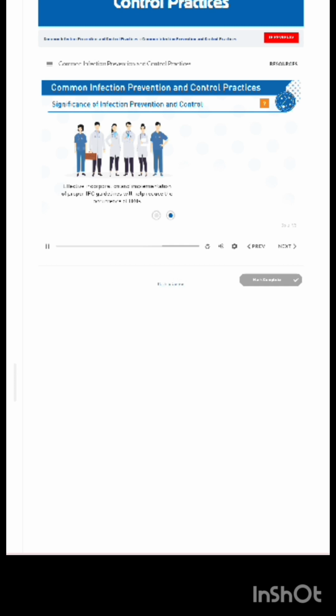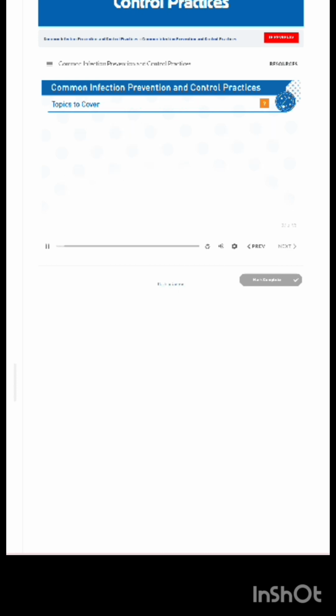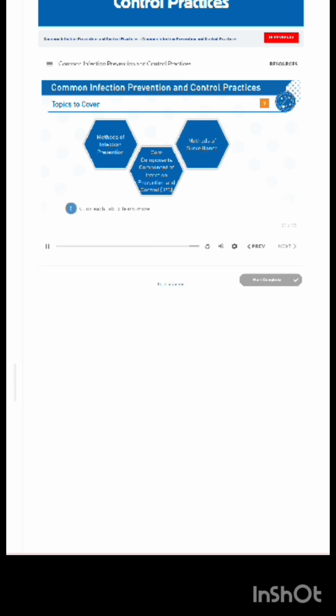The IPC practices are designed to reduce the risk of acquiring HAIs and ensure a safe and healthy hospital environment for the healthcare providers, patients, and visitors. The topics that will be covered in this module include methods of infection prevention, core elements of infection prevention and control or IPC, and methods of surveillance.